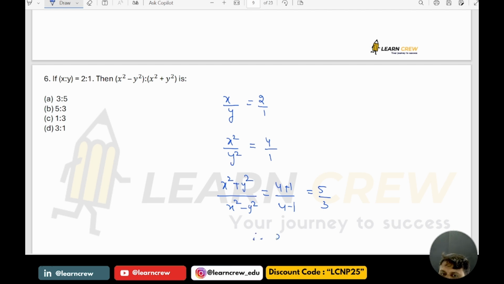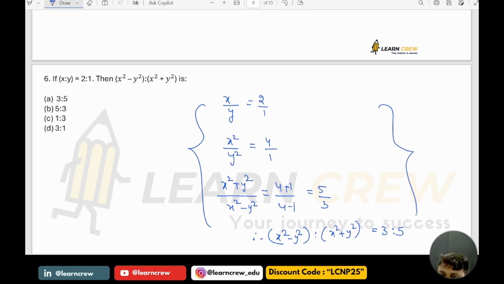Therefore, it is asked for x square minus y square is to x square plus y square. Simply, it would be 3 is to 5. So what you can do, simply you can keep x is equal to 2, y is equal to 1. You will get the same result. But here I have tried to apply your learning of the rule of componendo and dividendo and I have derived. So the answer is 3 is to 5.